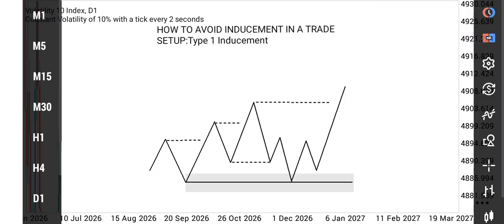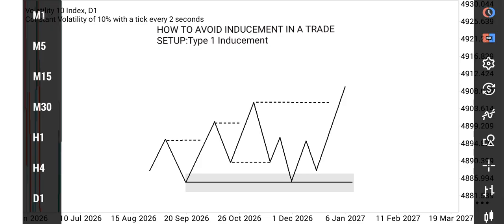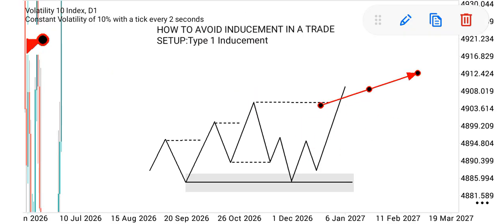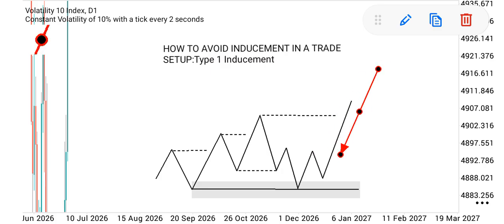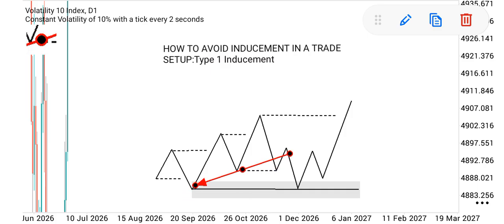So for me now, you see how I spot my inducements. This is how I spot my inducement, and it's a kind of sweet thing to know. So break of structure, the sweep of liquidity is present. Our sweep of liquidity is here. This is a sweep of liquidity, making this, my origin, very strong.